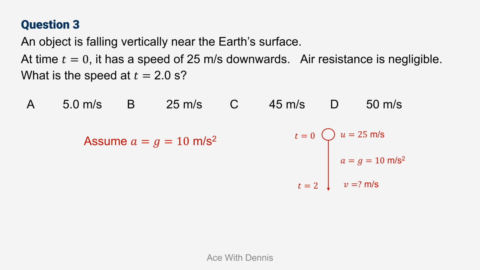So to get the answer, first we assume the acceleration a equals g, which is 10 meters per second squared, because the object is falling vertically near the Earth's surface. Hence, the acceleration equals g, which is 10. Then we apply the formula v equals u plus at, where u, the initial speed, is 25, a is 10, and t is 2. So v equals 25 plus 10 times 2. Then we calculate the value of v. We have 45 meters per second. Hence the answer is C, 45 meters per second.